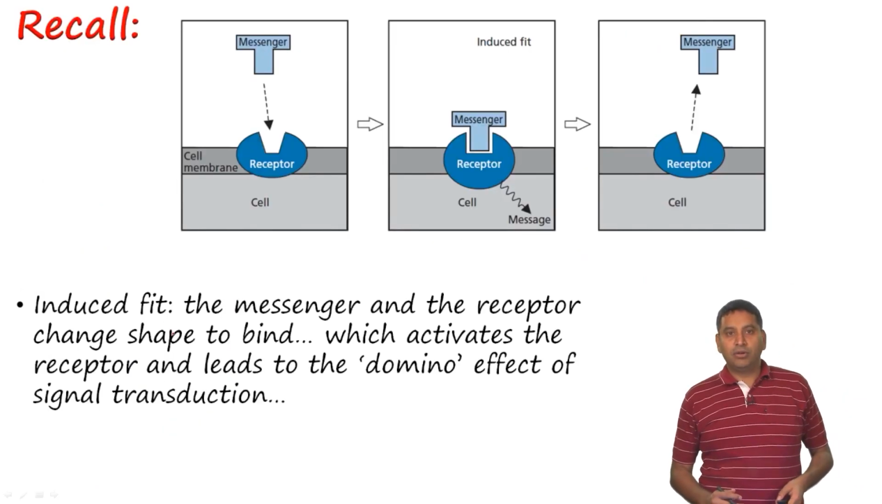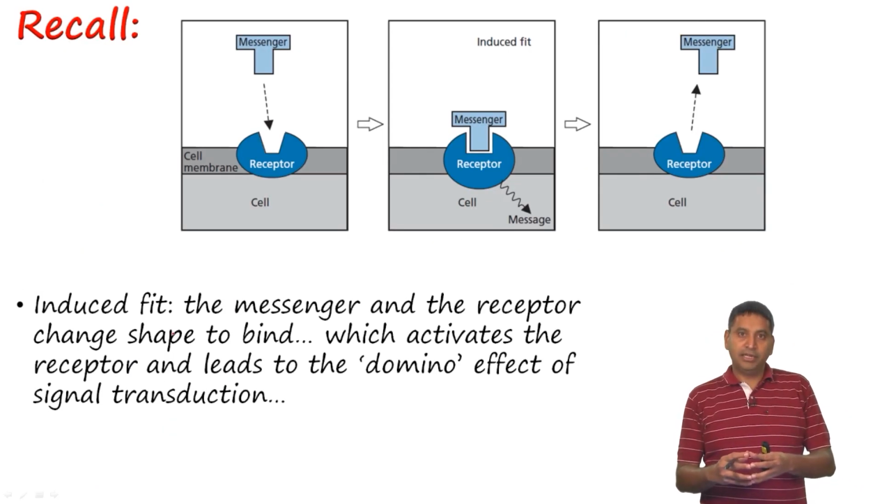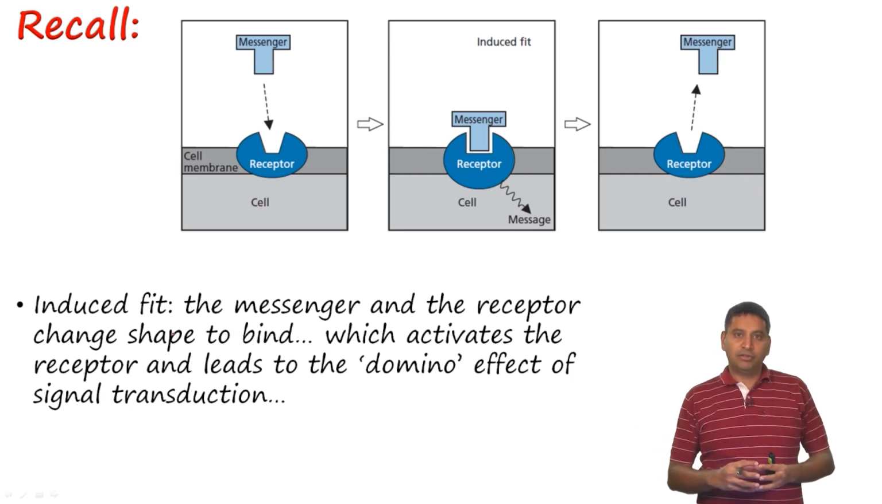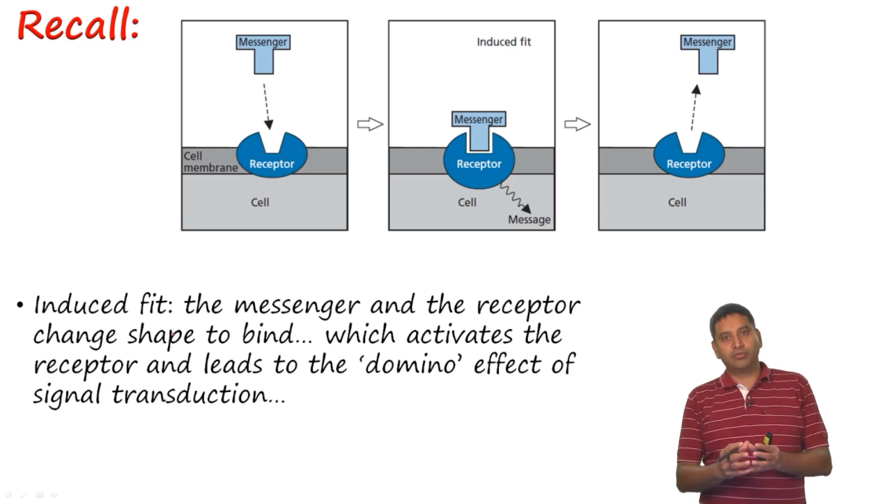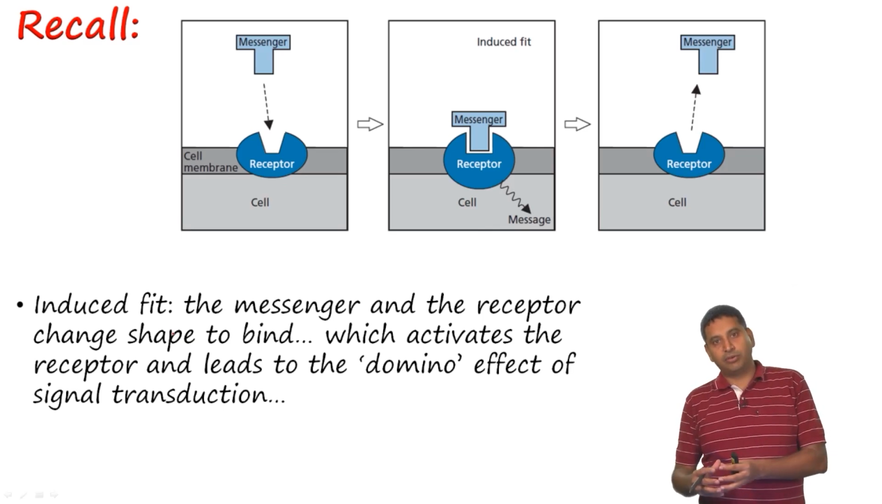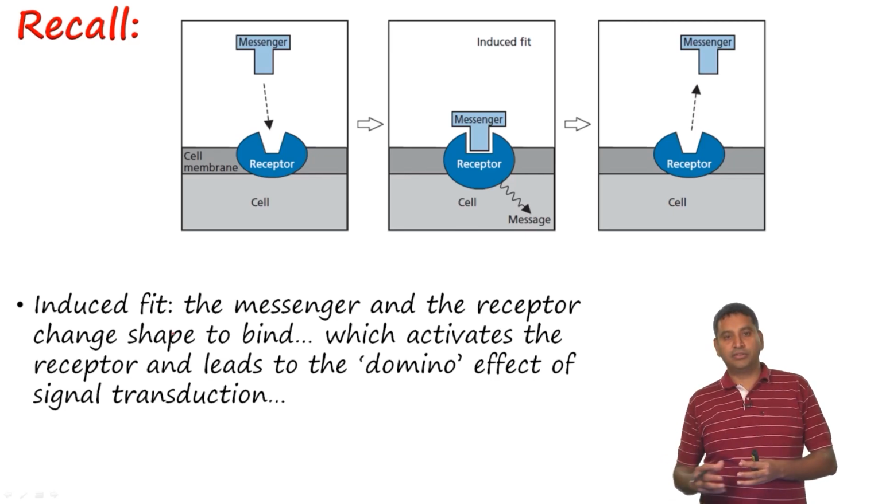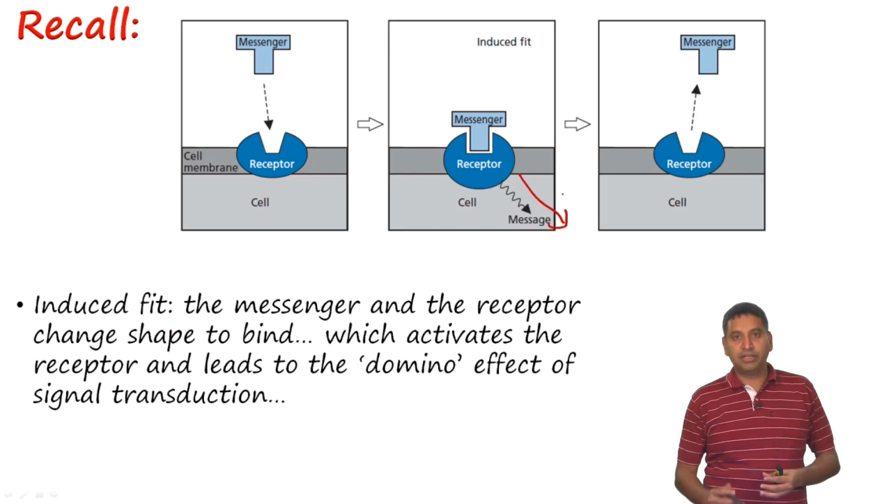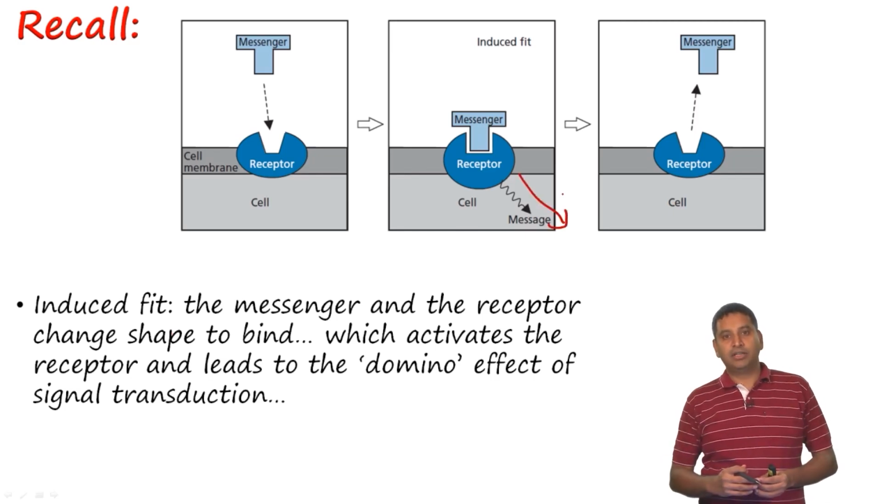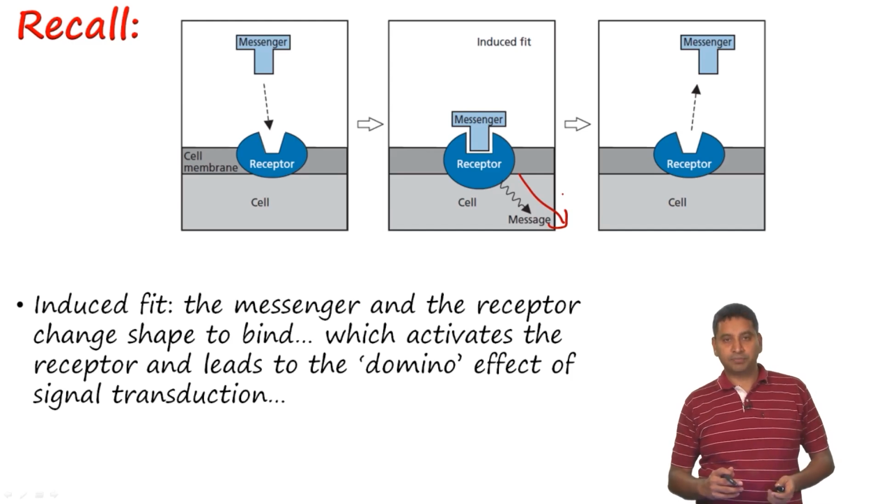So, just to recall, the way in which we understand receptor binding is through what is known as an induced fit. The messenger binds and then the receptor undergoes a conformational change, along with it the messenger also undergoes a conformational change, and once it binds, the signal is sent forward, and after that the messenger dissociates and the receptor goes back to its original shape.